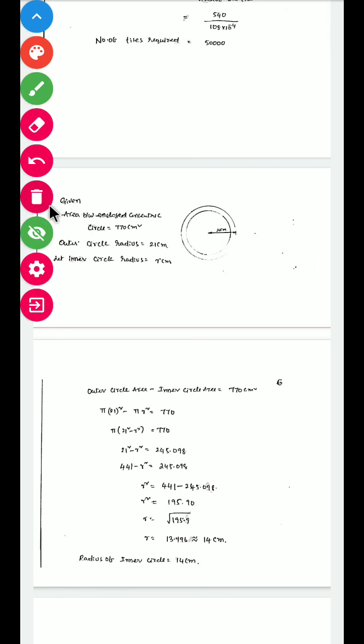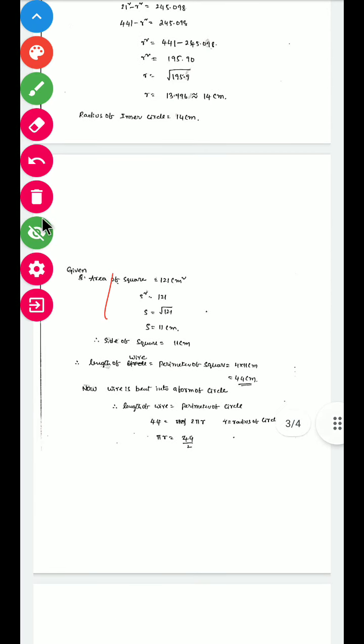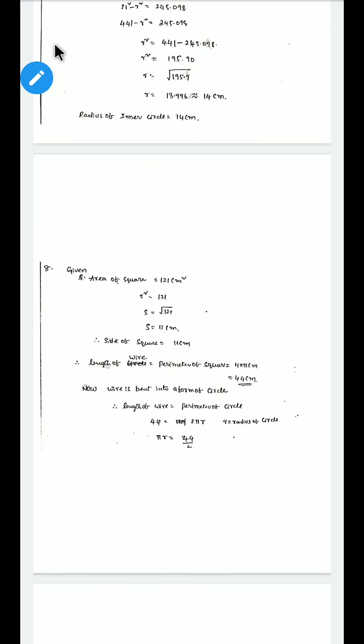Now go to the next problem, question number 8. A copper wire, when bent in the form of a square, encloses an area of 121 centimeter square. So a copper wire is bent and the shape will be a square. So this is a square.